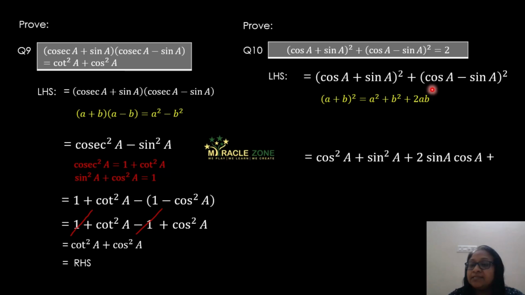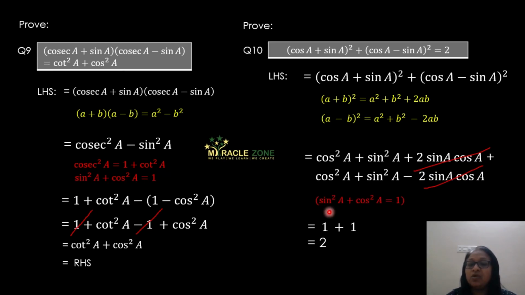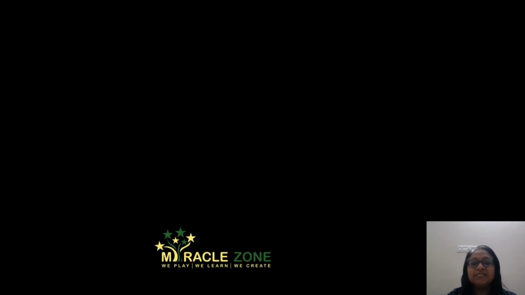And the second one, (cos A minus sin A) the whole square, is in terms of (A minus B) the whole square. What is that? It is A square plus B square minus 2AB. So the second part you can write as cos square A plus sin square A minus 2 sin A cos A. Here there is plus 2 sin A cos A and minus 2 sin A cos A, so that will get cancelled. And what is sin square A plus cos square A? You already learned it is 1. So we can write 1 plus 1, that is 2. Hence proved the RHS. Let's see one more problem.